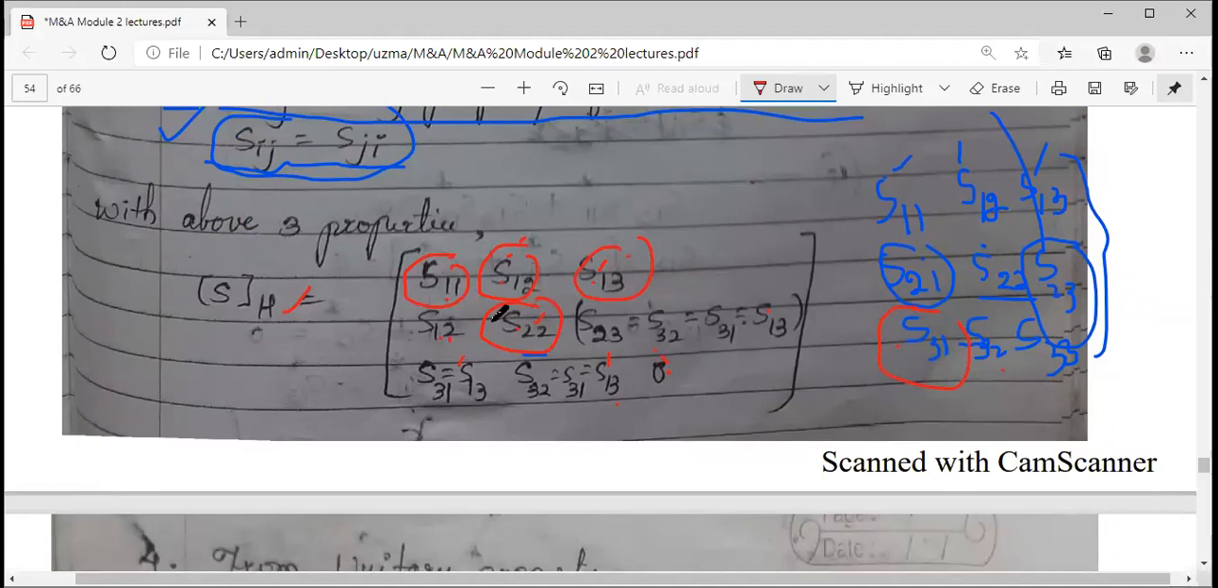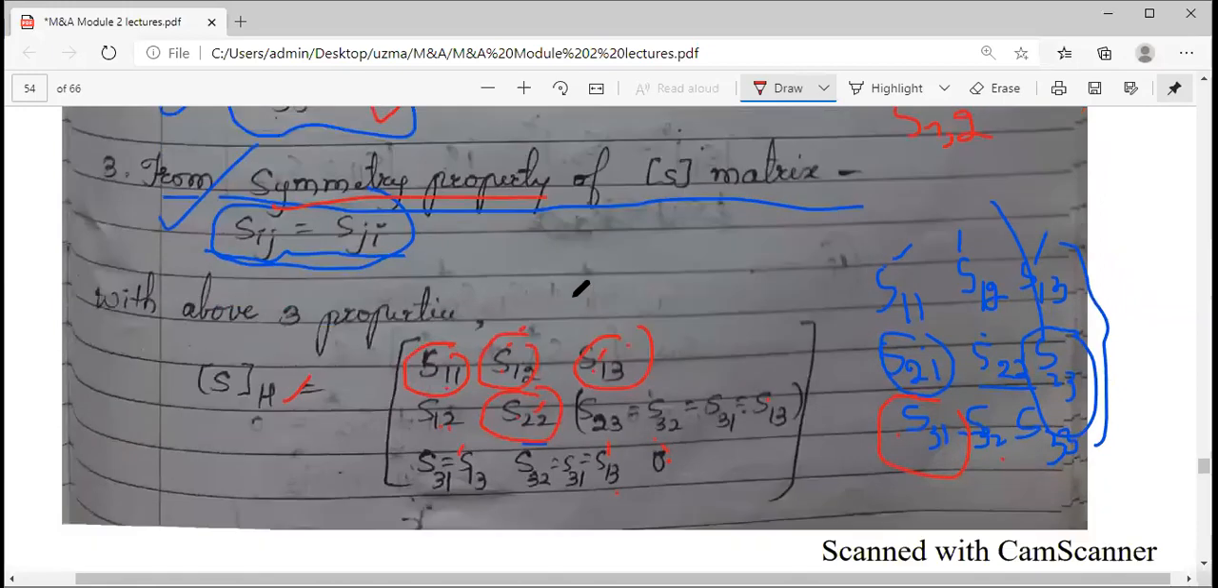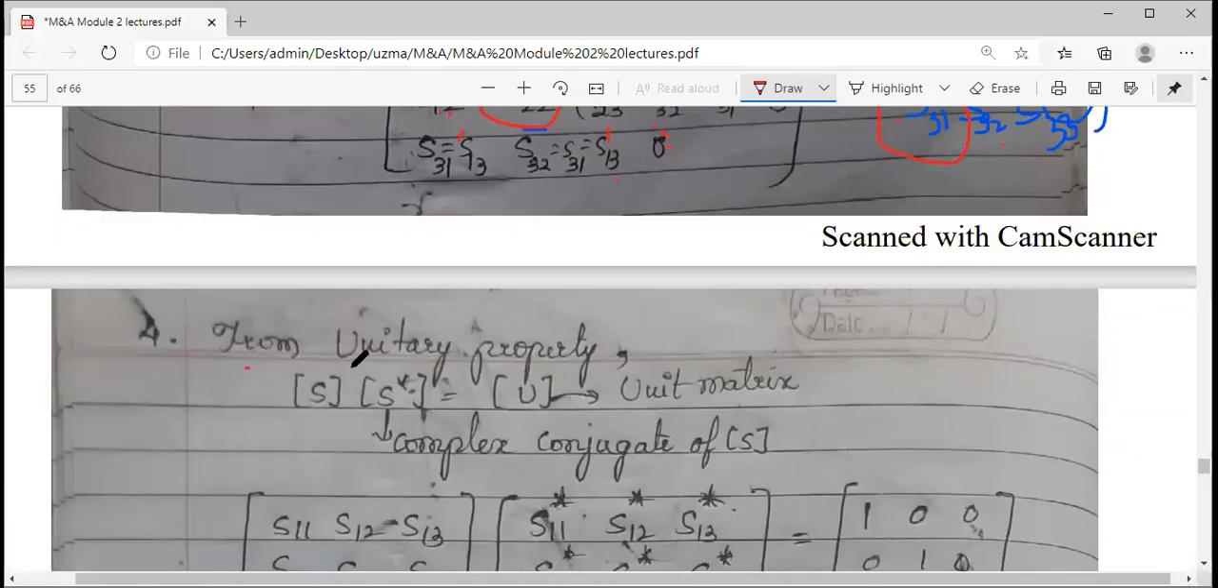How to find? Again, just like how I have used the symmetric property, let me use one more property, that is the unitary property. We have already seen what the unitary property is in case of the S matrix. S into S conjugate is equal to the identity matrix. That is your unitary property. We have even proved this property also. What is S star? It is the complex conjugate of S.